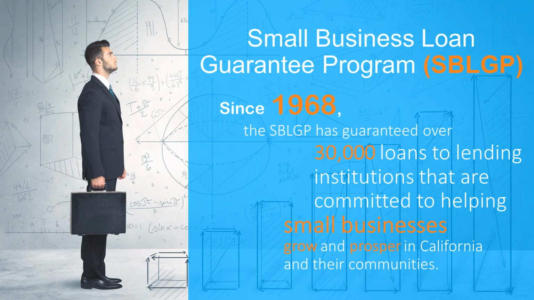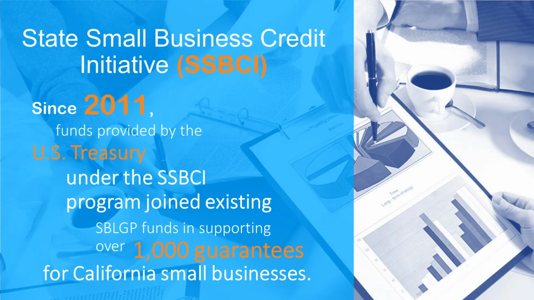So the state has a small business loan guarantee program, and it's been around for almost 50 years. During that time, we've made about 30,000 guarantees to small business lenders. In 2011, the federal government gave us some additional funding through the Jobs Act of 2010, which created the State Small Business Credit Initiative, which we call the SSBCI. Since 2011, we've been making loans through this program. We've made about 1,000 loans for $400 million.